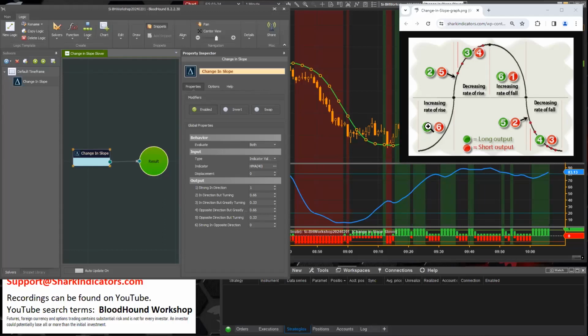So there you go. Number one is when the indicator is rising and increasing its rate of rise. And number one for the short is if the indicator is falling and increasing its rate of fall.